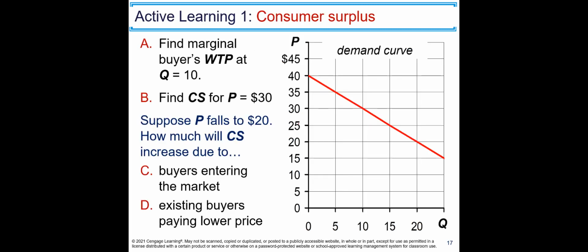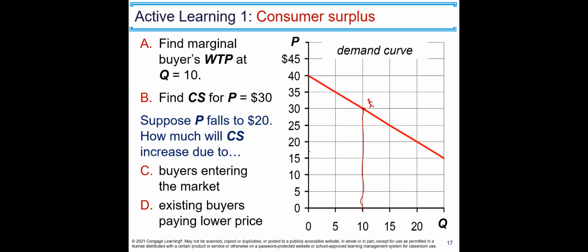Now, let's answer this question. First, find the marginal buyer's willingness to pay at quantity 10. Remember, the height of the demand curve at that quantity tells us the willingness to pay of that marginal buyer. There is one buyer here who is buying the 10th product, and this person's willingness to pay is equal to the height of the demand curve. For that reason, it's $30. The height of the demand curve is $30 at quantity 10.